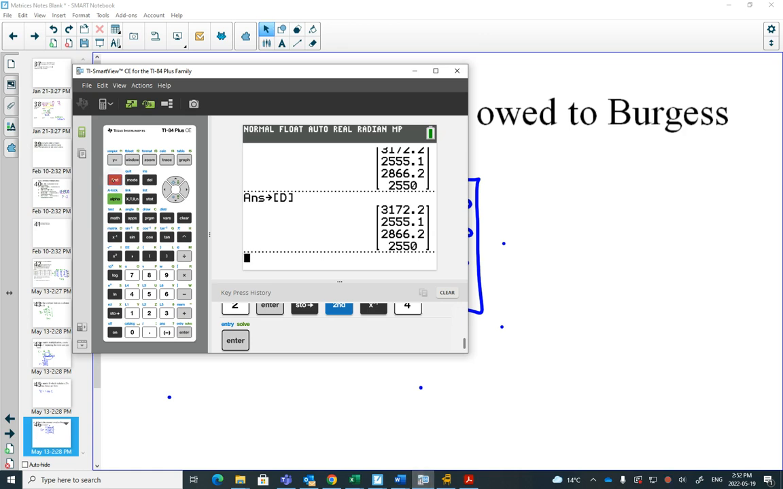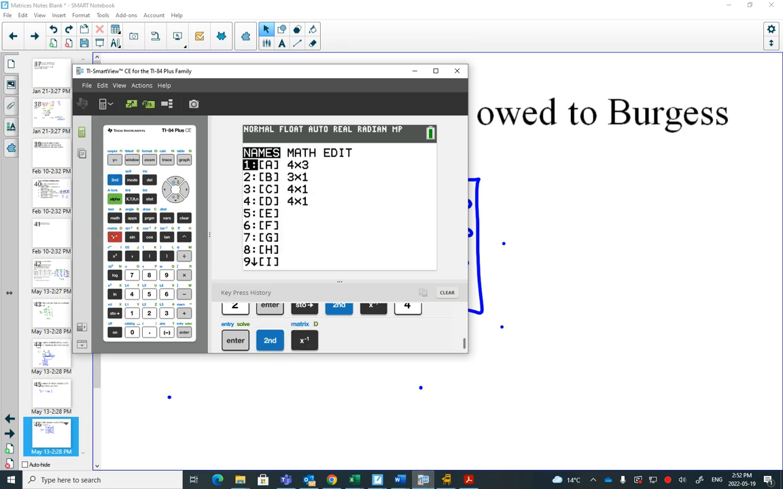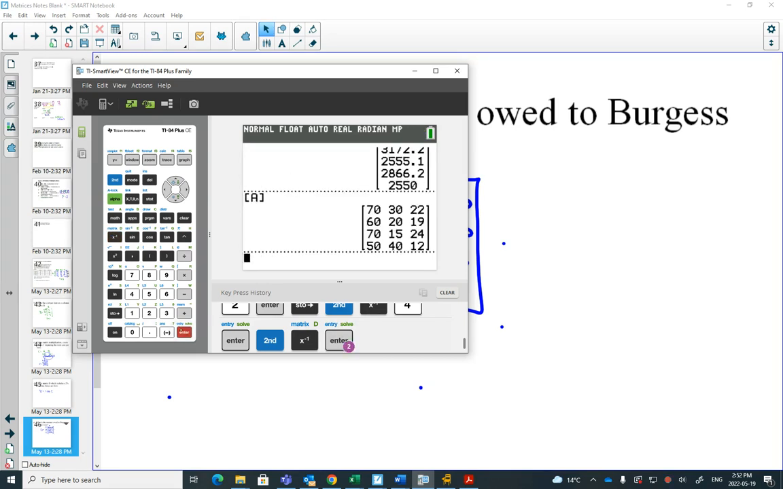So one thing to check, let's go back to our matrix A's. Do they match up with the question? Because it is very, very easy to type in one number wrong in a matrix. 70, 30, 22, 60, 20, 19, 70, 15, 24, 50, 40, 12. Mine matches up. If your numbers are different... You had 20? Okay. So we found the mistake in Allen's.